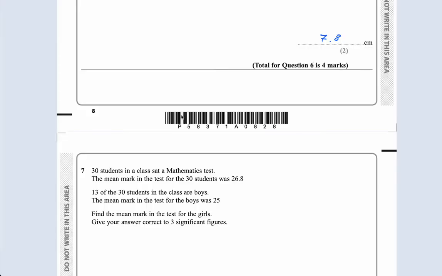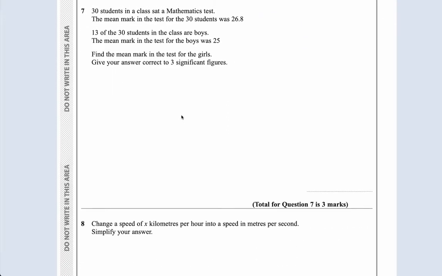Okay, that's not a bad question, guys. As far as similar shapes goes, that's pretty much as nice as it gets. Okay, question 7. 30 students in a class sat a mathematics test. The mean mark in the test was 26.8. That's the total mean for the 30 students. So this, guys, is a combined mean question. 13 of the students were boys, and the mean mark for the boys was 25. Find the mean mark for the girls.